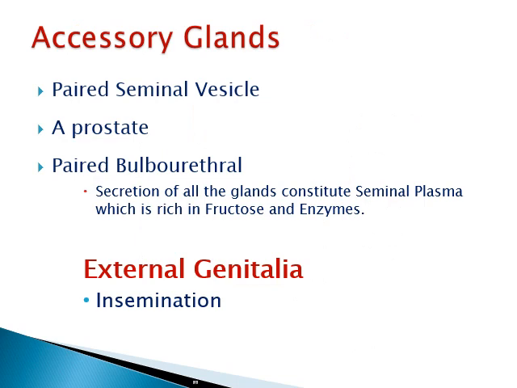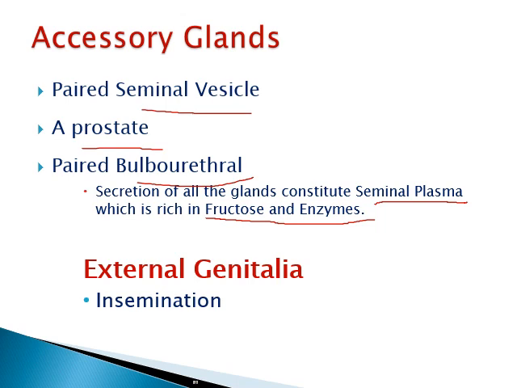Accessory glands which are present in the male reproductive system are a paired seminal vesicle, a single prostate gland, and a pair of bulbourethral glands. We know that the secretion of all the glands together makes the seminal plasma. It contains fructose and certain enzymes which provide nutrition to the sperm. Sperms are transported outside by insemination. So this was the whole male reproductive system.